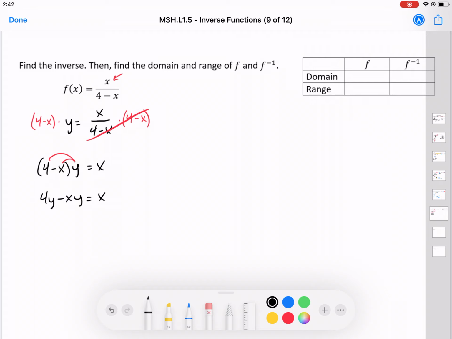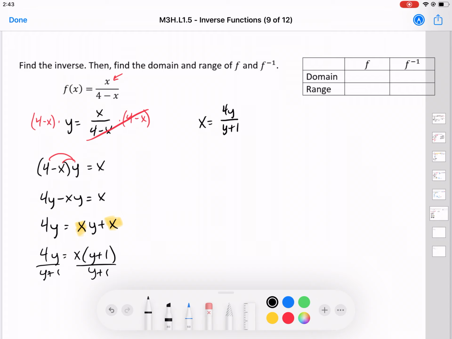Remember, we're trying to get x alone, so I'm going to move all the x's to one side. So I have 4y, I'm going to add that xy over, equals xy plus x. And then we're going to factor, because both of these terms right here have an x. So I'll have 4y equals x times y plus 1. And now I can divide by y plus 1 and get that x alone. So we have x equals 4y over y plus 1.